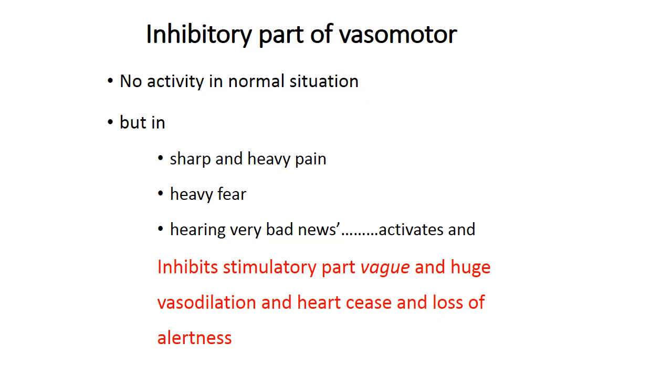The vasomotor center has an inhibitory part, and this part is not activated during normal life, but during sharp and heavy pain, heavy fear, or hearing bad news, it could be activated and inhibit the stimulatory parts of the vagus nerve and increase vasodilation, and finally we can see loss of alertness during activation of the inhibitory part of the vasomotor center.